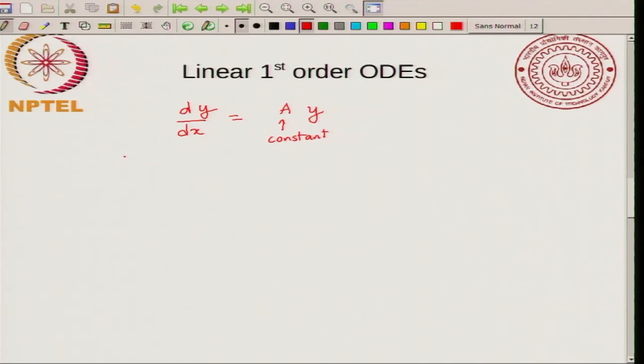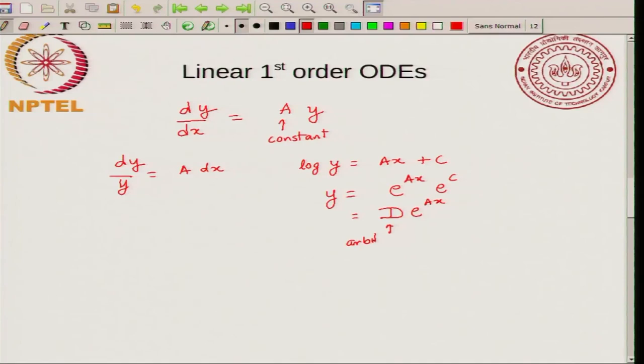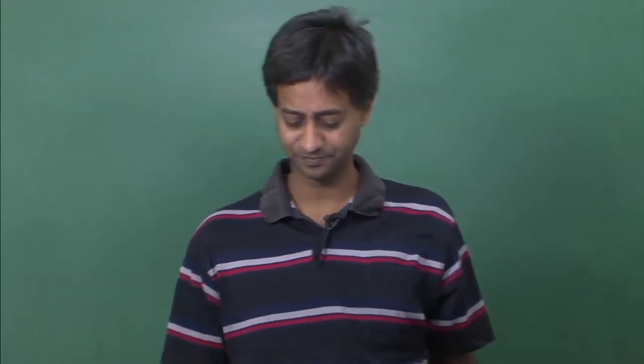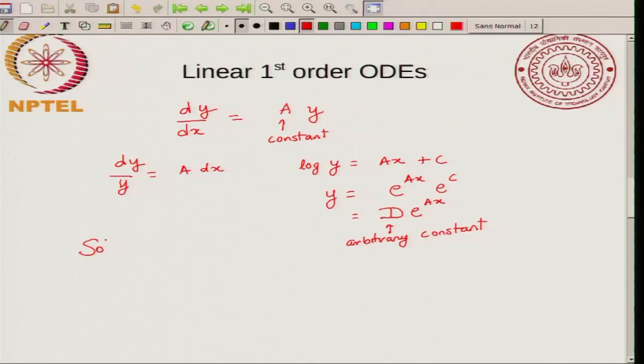You can solve this linear first order differential equation by writing dy by y is equal to a dx, or you can write log of y is equal to ax plus a constant of integration, or I can take exponential on both sides. I can write y is equal to e raised to ax into e raised to c, and I can just call e raised to c as some constant d. So y is equal to d times e raised to ax, where d is an arbitrary constant. In other words, for a linear first order differential equation, the solution is an exponential function.